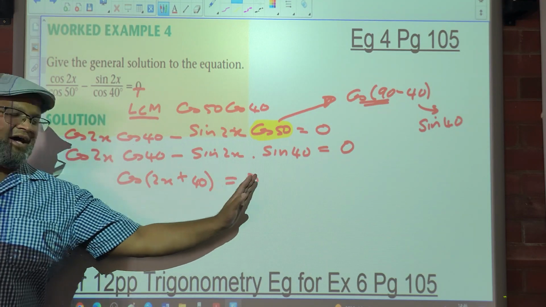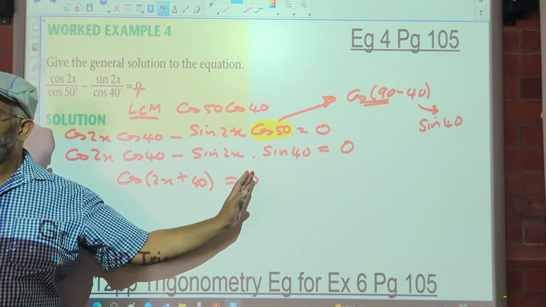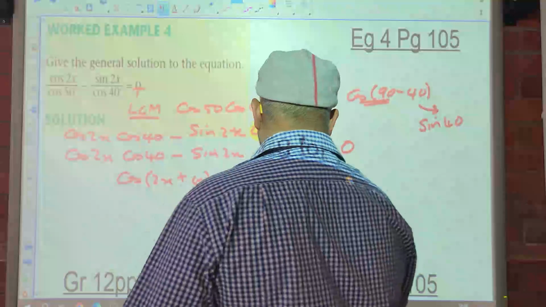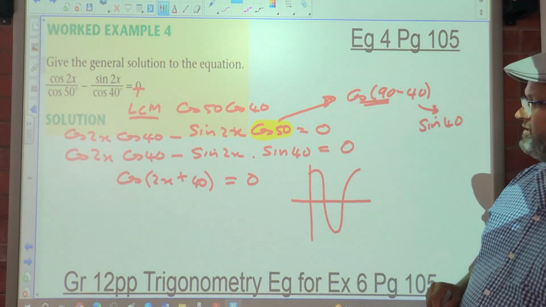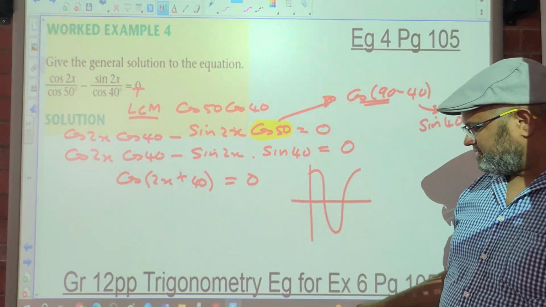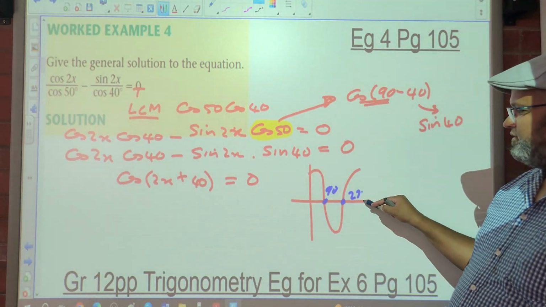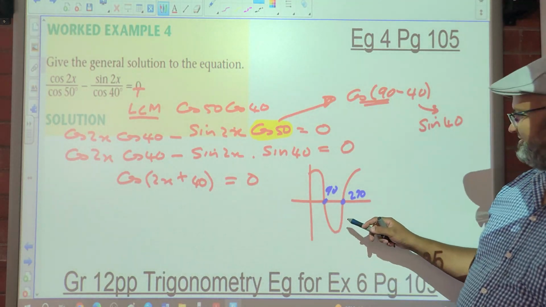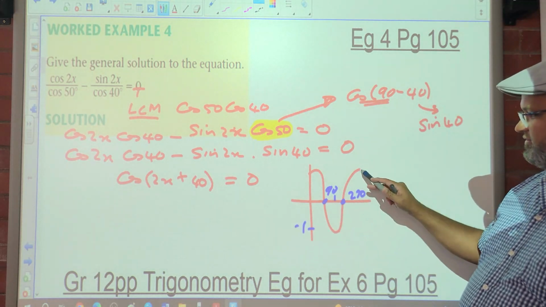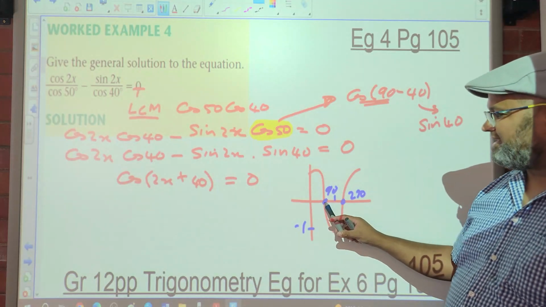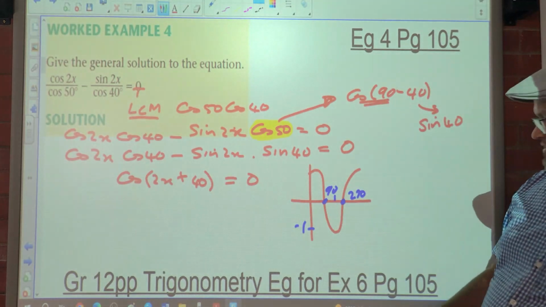Now when we get 1 minus 1 and 0, what do we do? We take it to the graph. So now we look at the cos graph. And there's the cos graph. So where's cos 0? At 90 and 270. Remember 0, 90, 180, minus 1, 270 and 360. So where's cos 0? At 90 and 270.